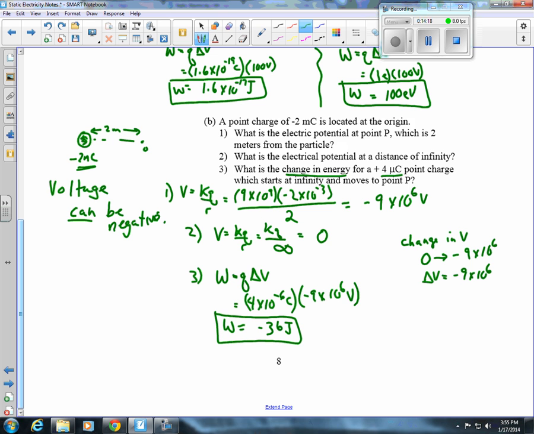And it's minus because this proton, if it starts very far away, it sees this negative charge, it wants to go towards it. So it's going to go on its own from infinitely far away and move towards it on its own. So you don't have to do work on it to get it to do it. It wants to do it. So that's why it's negative.